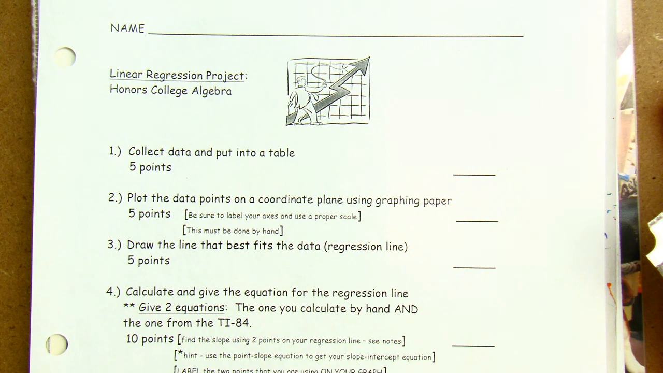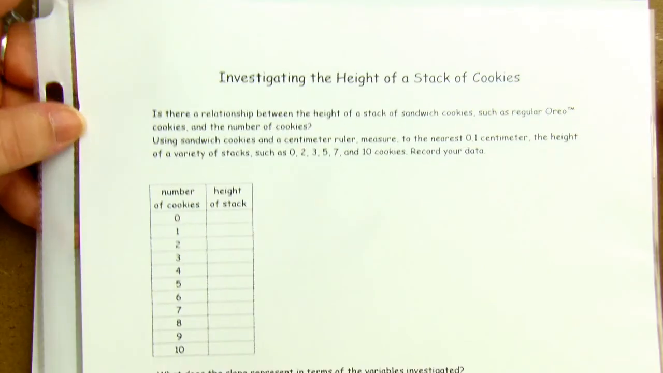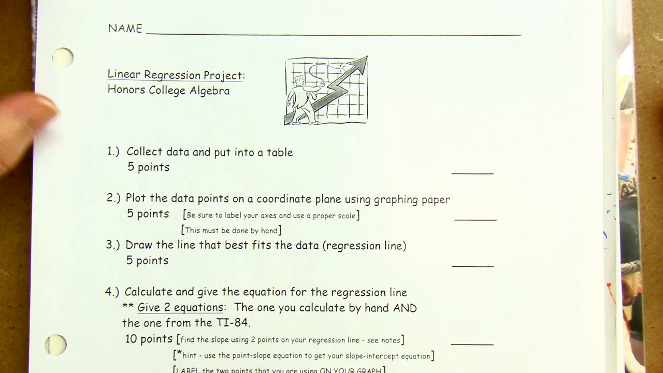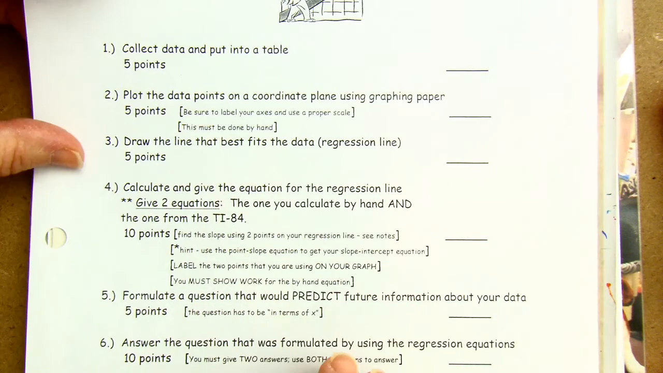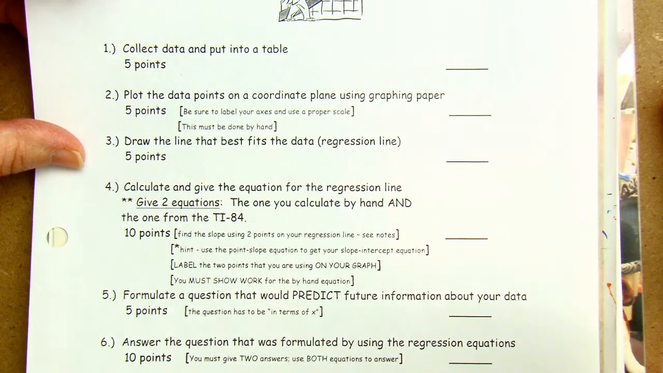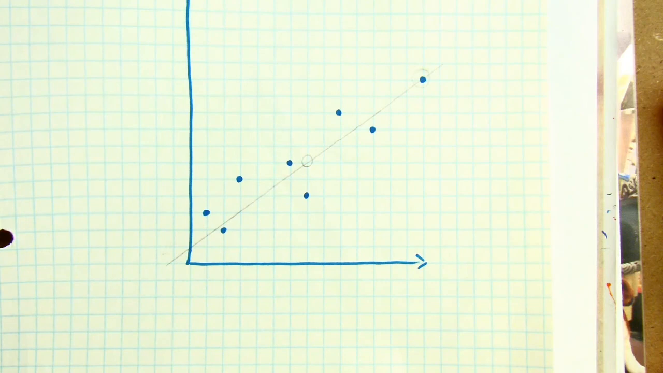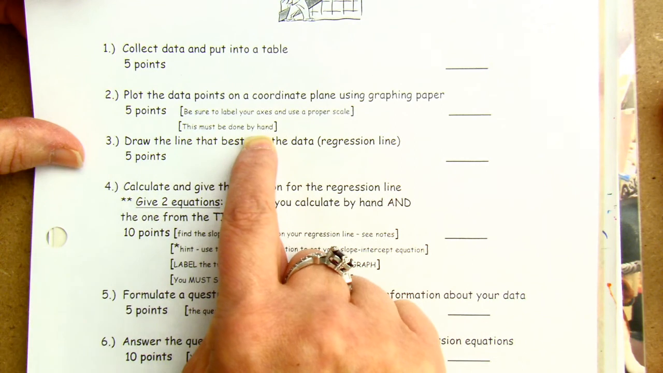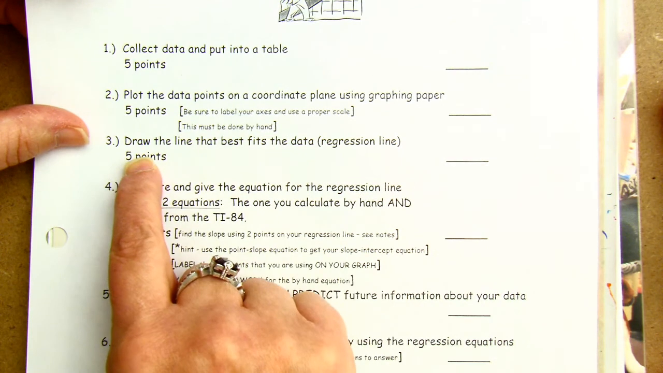All right. So you're going to collect data and put it into a table. Okay, so if you were doing the Oreo cookies, investigating the height of a stack of cookies, I'm going to want to see a table of values. That's 5 points. You will then plot the data points on a coordinate plane using graphing paper, just like I did here in this example. You're going to be sure to label your axes and use a proper scale. This has to be done by hand. That's 5 points. Number 3, draw the line that best fits the data, called the regression line. That's 5 points.